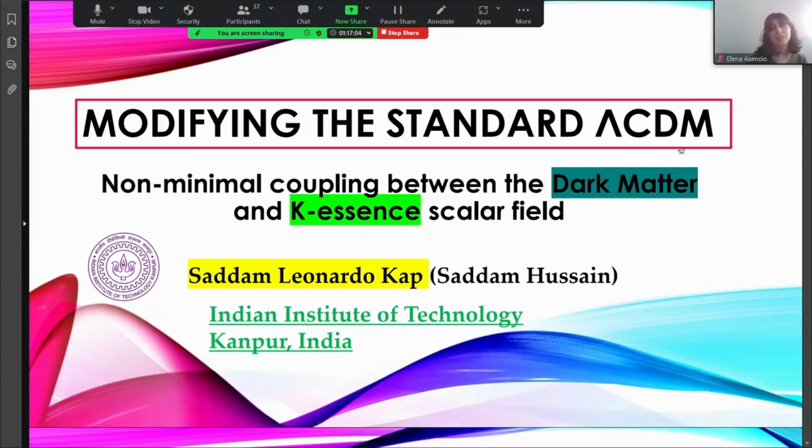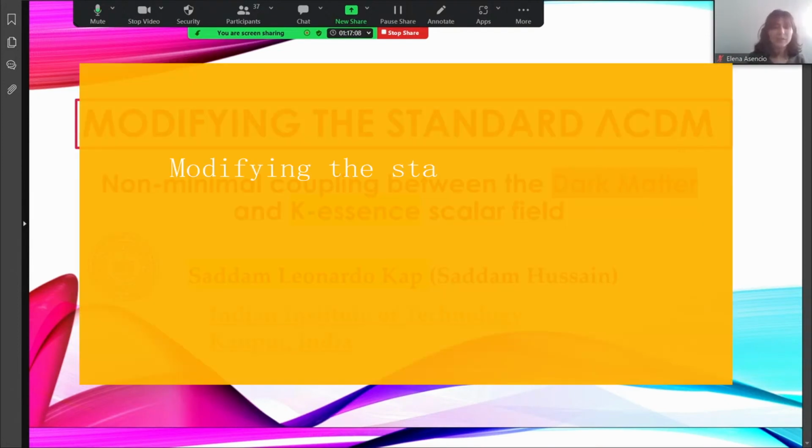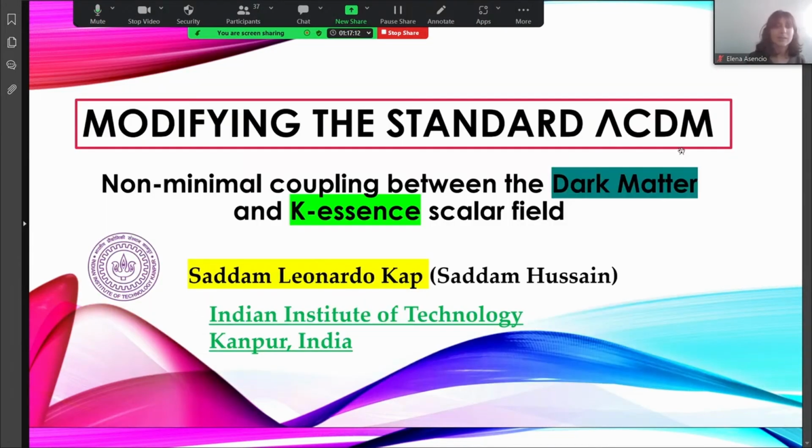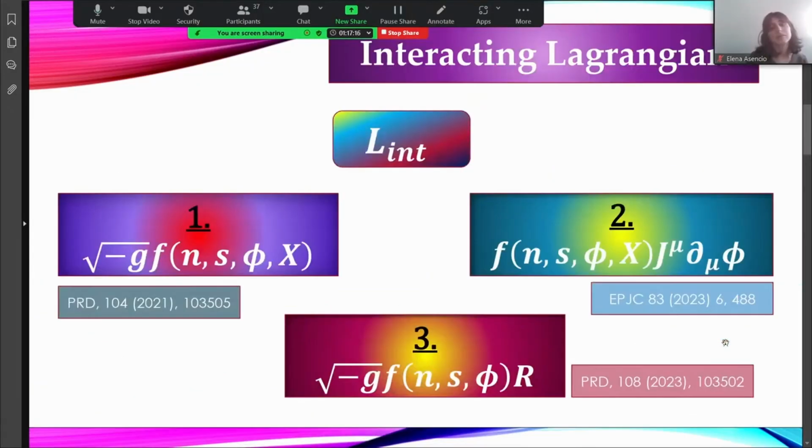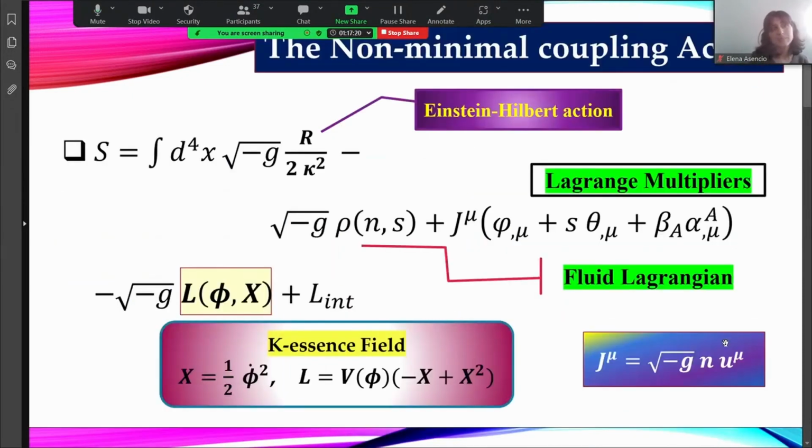Thank you, everyone. My title of talk is Modifying the Standard LambdaCDM, a non-minimal coupling between dark matter and K-essence scalar field. The talk would be more theoretical. So first of all, we start by writing an action for this non-minimal coupling feature between dark matter and some scalar field, which is driving this cosmic acceleration.